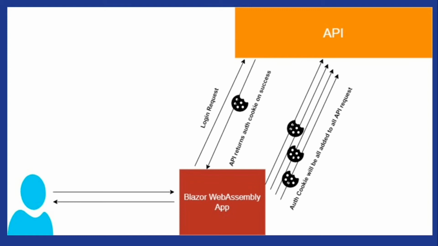So this is a simple diagrammatic representation of how cookie-based authentication works. Here you can see the API project and the Blazor WebAssembly project, where the API is the project that runs at the server, and Blazor WebAssembly is the project that runs in the user browser. Whenever a user sends a login request to the API with valid credentials, then on success, the API will return an authentication cookie.